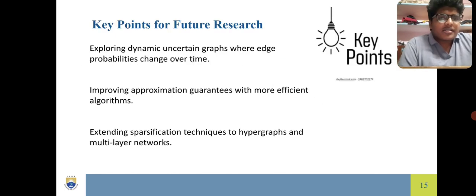Key points for future research. Exploring dynamic uncertain graphs where edge probabilities change over time. Improving approximation guarantees with more efficient algorithms. Extending sparsification techniques to hypergraphs and multi-layer networks.